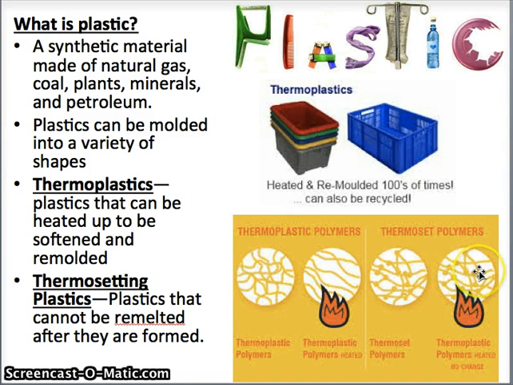So if you think about some kitchen tools that are made out of harder plastic, those are made from thermosetting plastics. Whereas a lot of recyclable materials are made from thermoplastic polymers, because that's one of the ways they can be recycled, by heating them up and remolding them.